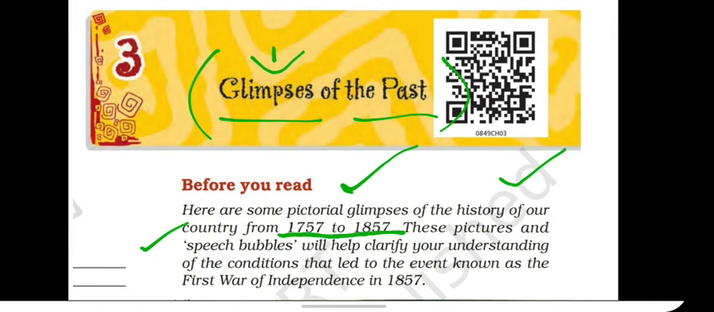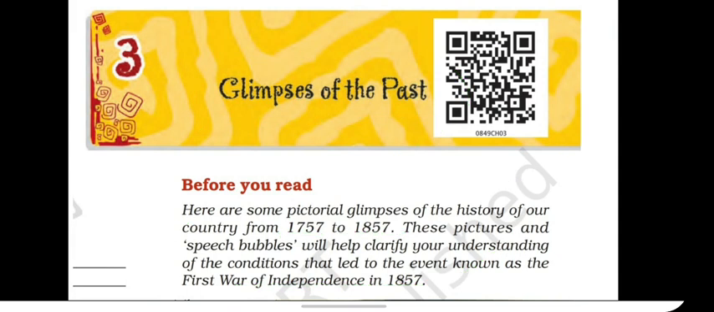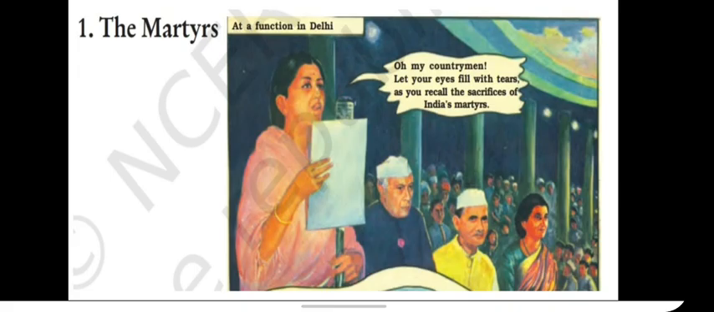Okay, I hope you get what we are going to read, and that all the events will finally lead to an event which is known as the First War of Independence in 1857. So we are going to read how India gets to the point where they first started waging the War of Independence in the year 1857. So let's move on without wasting further time. Now, there will be different parts.